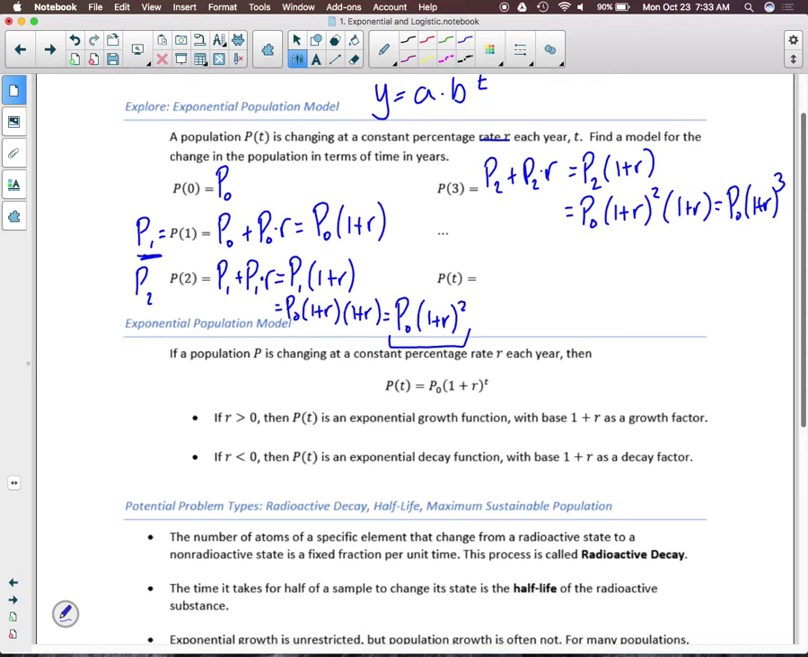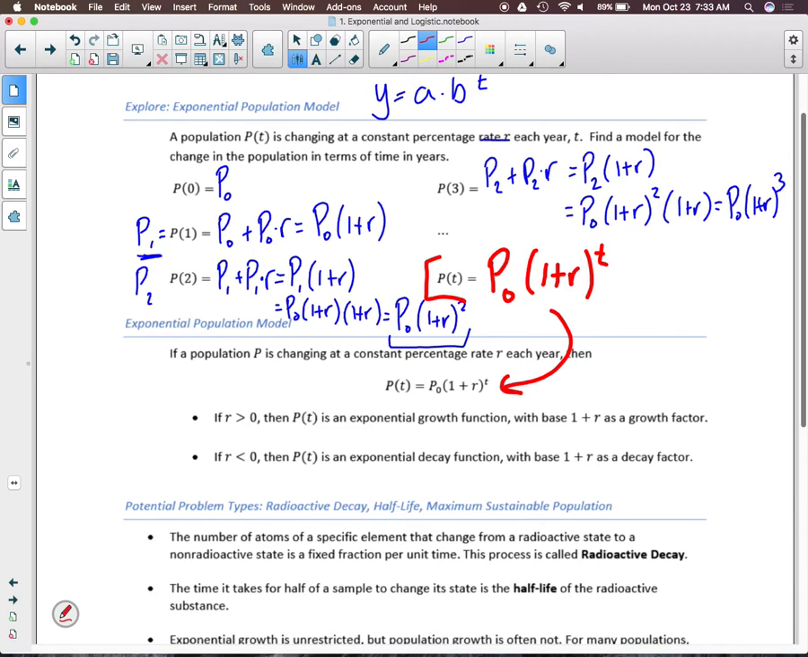So if I'm doing this one right here, which I'll use a different color so we can actually see it, I'm going to say P0 times 1 plus r to the t, whatever t is. Okay? And formally defined right underneath. We should have just read it. We wouldn't have had to do any of that work.